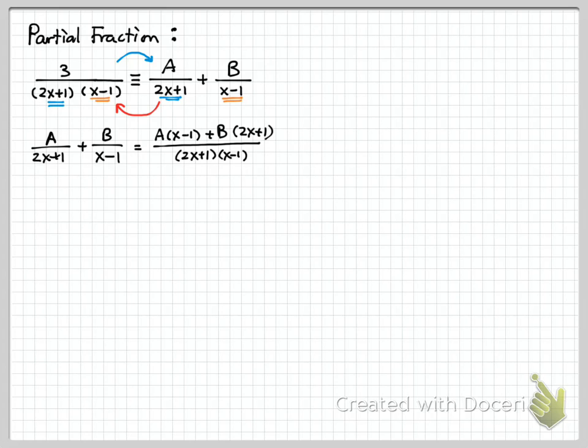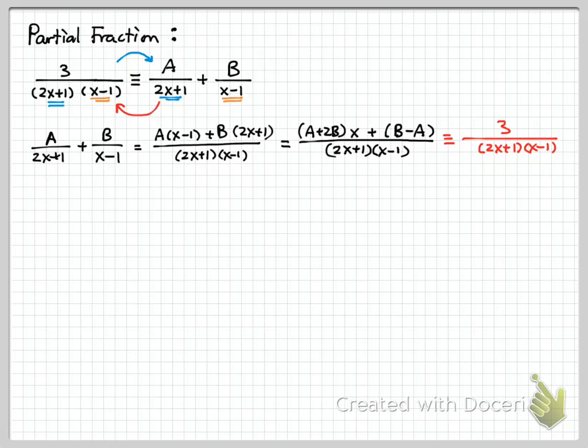And that amounts to, we collect all the terms with x, and all the terms without x. We collect the constant term and the x term. If there were an x squared term, we collect the x squared term as well. And that is divided by 2x plus 1 times x minus 1. We know this one is identical to 3 over the same denominator, and the 3 can be expressed as 0x plus 3.